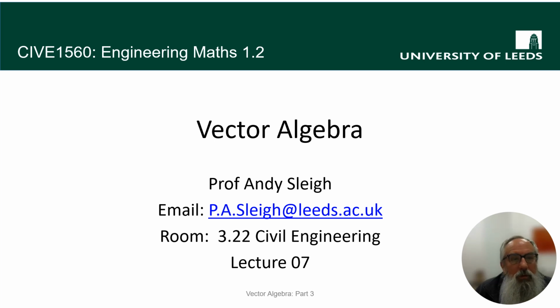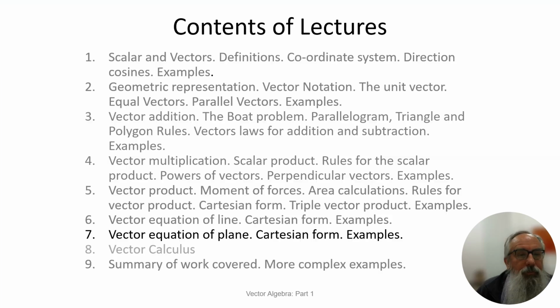Okay, we're going to look at lecture 7 of this vector algebra section of the module. We're going to look at the vector equation of a plane. We've done the vector equation of a line, but we'll get a recap of that. We're going to look at the Cartesian form, and we're going to look at some various examples, including intersection of lines and planes.